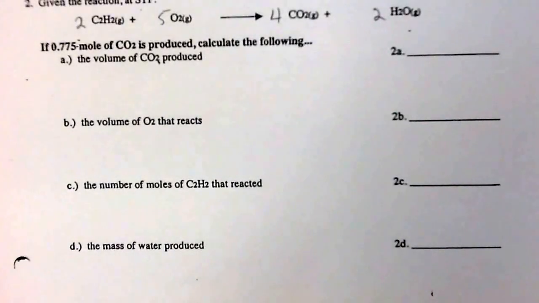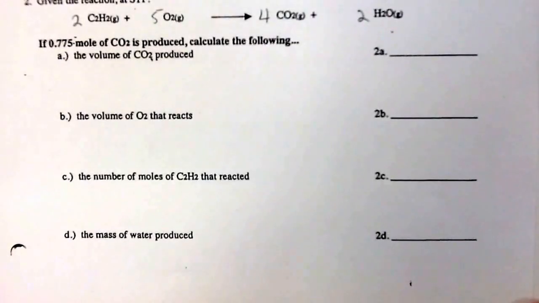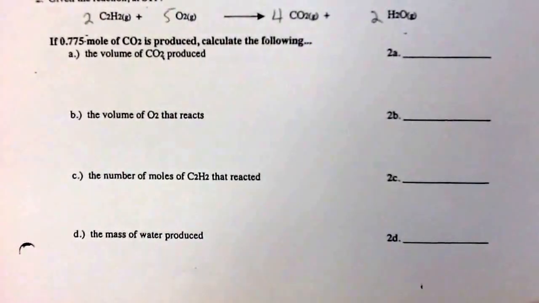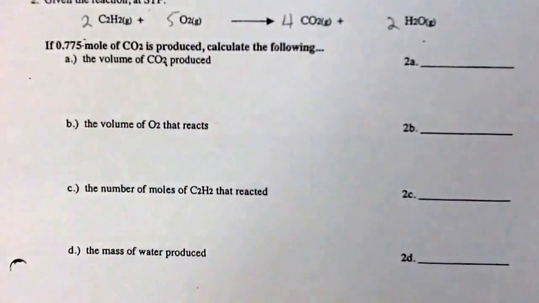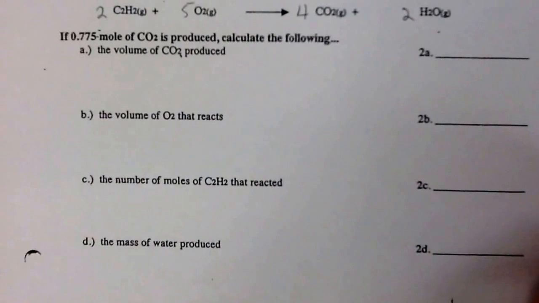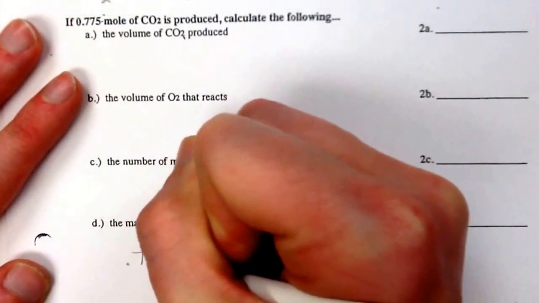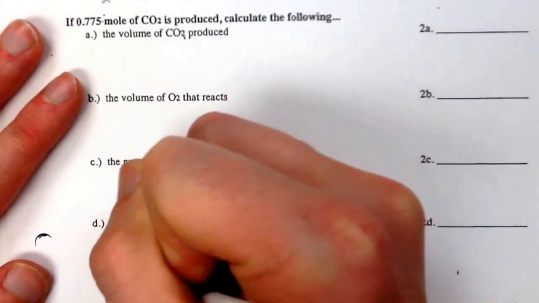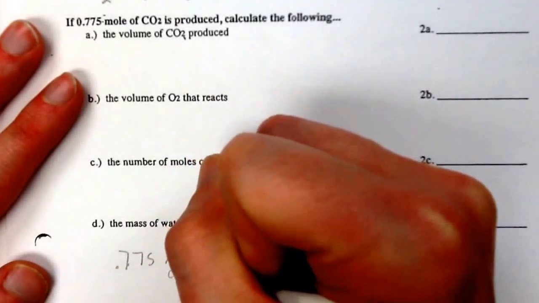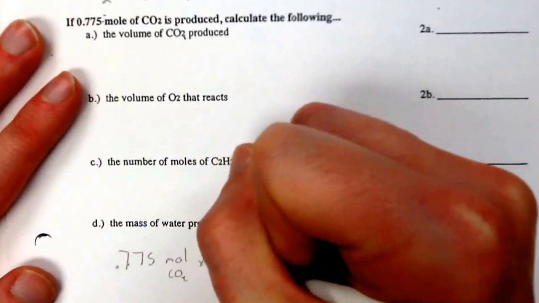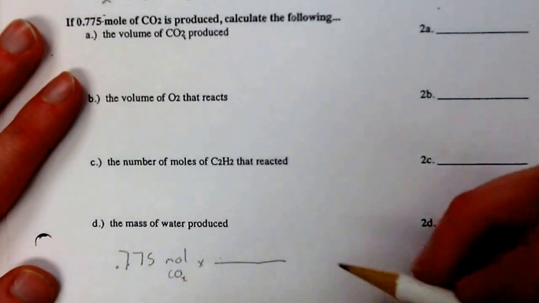Okay, so the problem that we've selected for you guys to check to see if you're doing it right is D, the mass of water produced. So the number that you start with is the number that's provided in the problem, which up here is 0.775 moles of CO2 produced. So that's the number we're going to start with for this problem. So it's 0.775 moles of CO2. Okay, and you do your times, goes into. Okay, so I'm going to drop this label down.